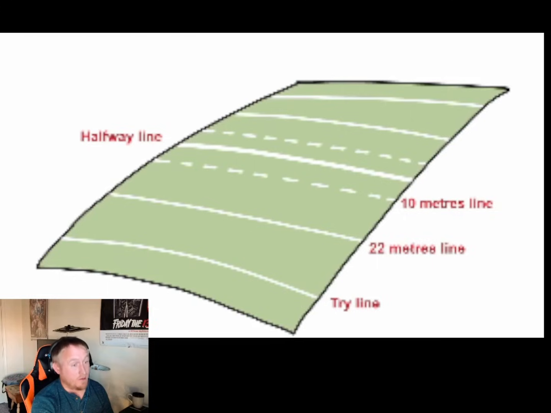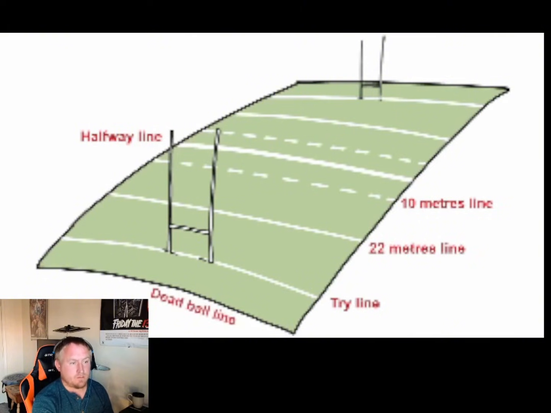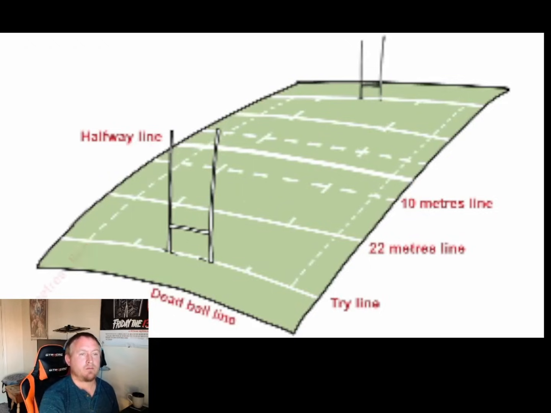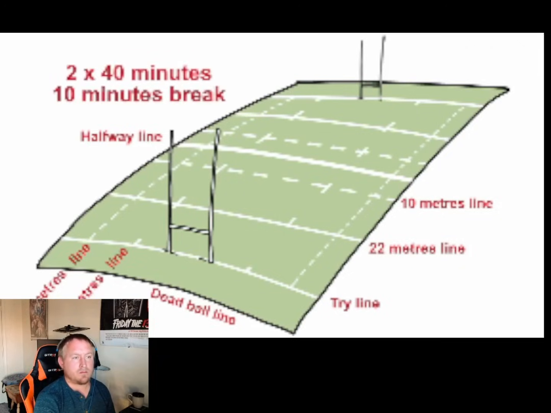It's called a try. Two vertical posts and a crossbar. The last line is the dead ball line and marks the end of the field. On the sides, you find the 5 metres line and the 15 metres line. During a line-out, the players must stay between these lines. A game is 2 halves of 40 minutes and has a half-time break of about 10 minutes.